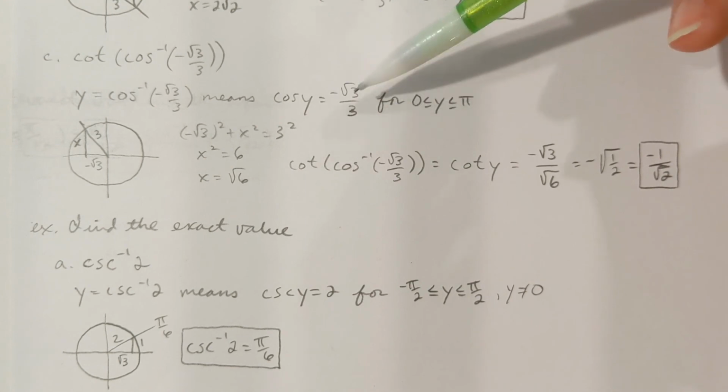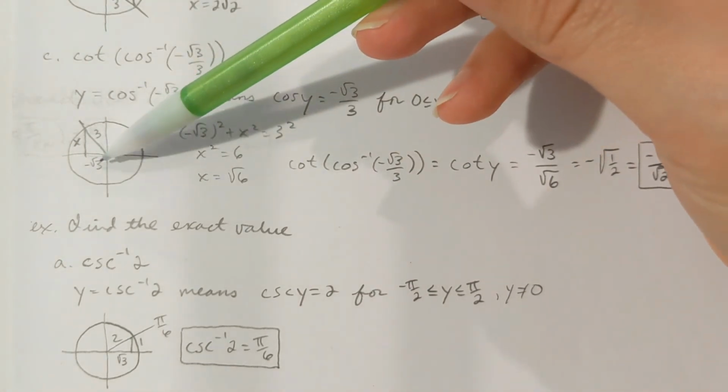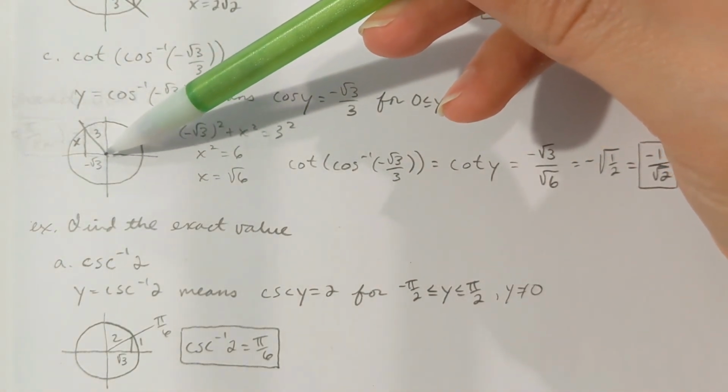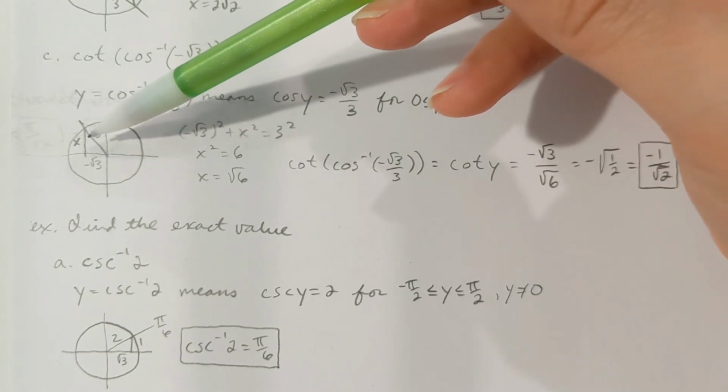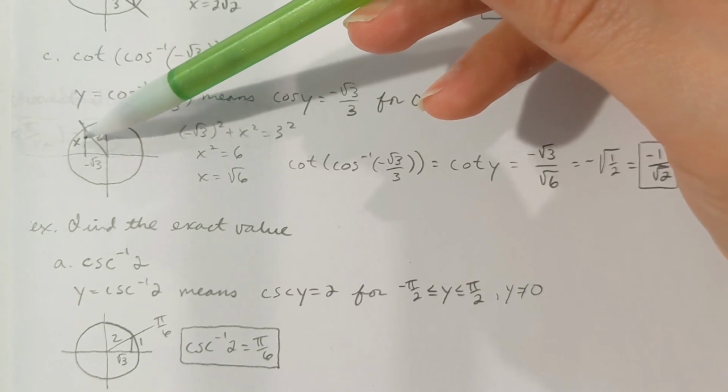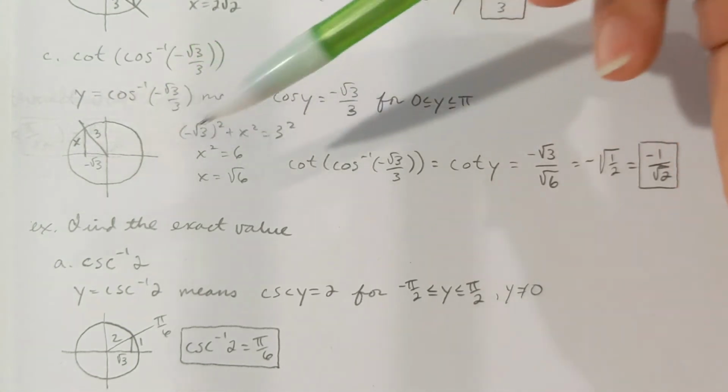Adjacent over hypotenuse. The adjacent side is a negative root 3, so I'm going to be in quadrant 2. And the hypotenuse is 3. Okay, the opposite side, I'm going to call that x. This, again, would not be one of my common triangles.